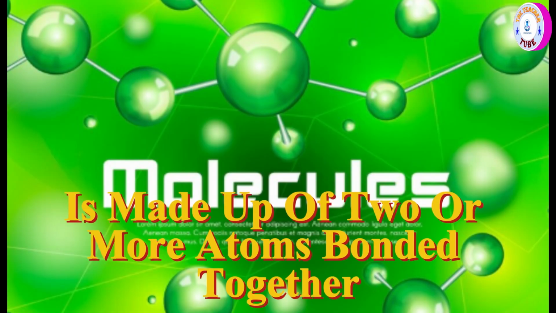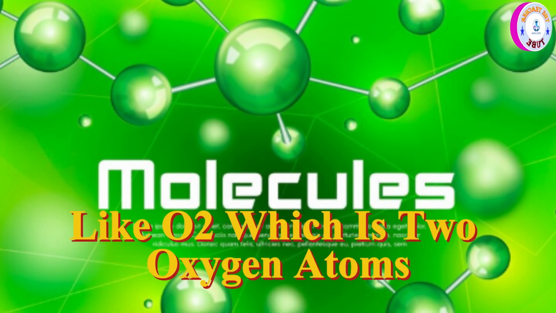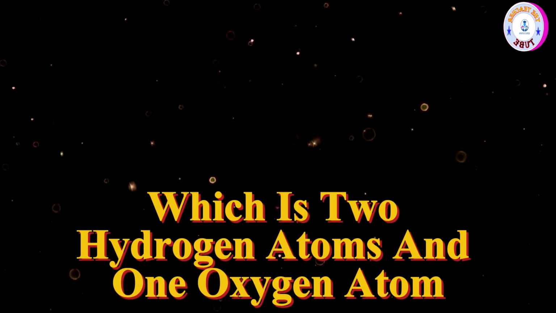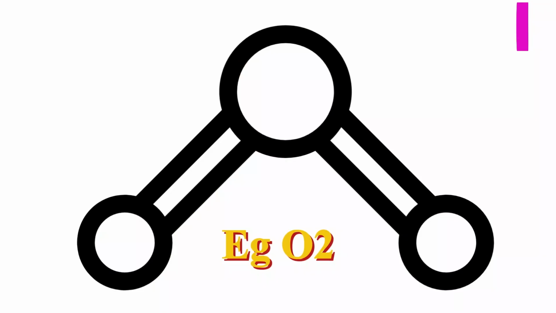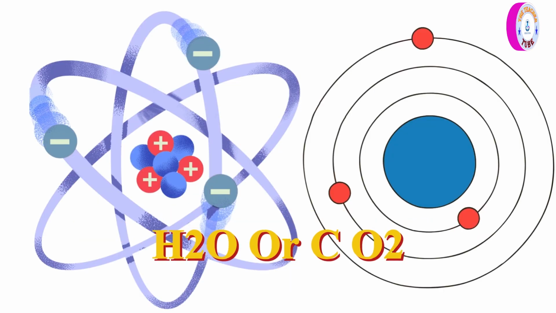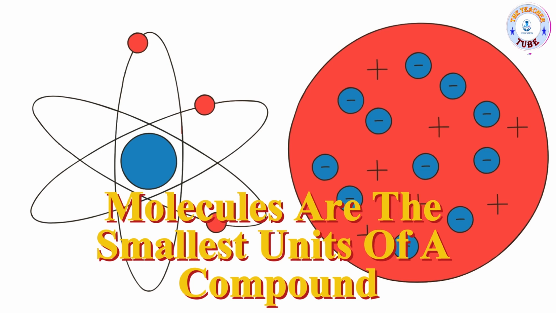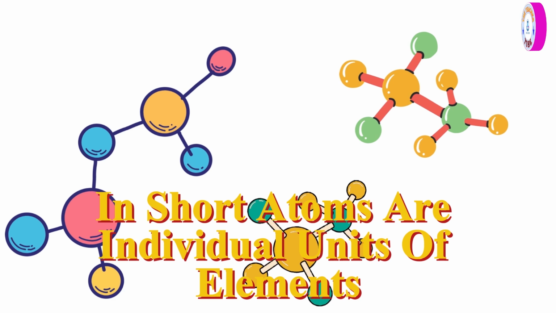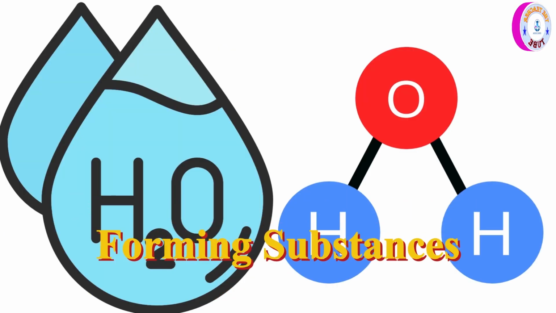Molecules. A molecule is made up of two or more atoms bonded together. The atoms in a molecule can be the same, like O2, which is two oxygen atoms, or different, like H2O, which is two hydrogen atoms and one oxygen atom. Molecules can be made of the same element, e.g., O2, or different elements, e.g., H2O or CO2. Molecules are the smallest units of a compound that retain the chemical properties of that compound. In short, atoms are individual units of elements. Molecules are groups of atoms bonded together, forming substances.